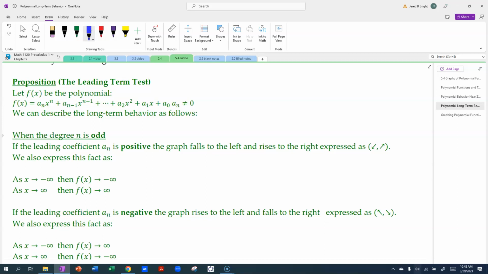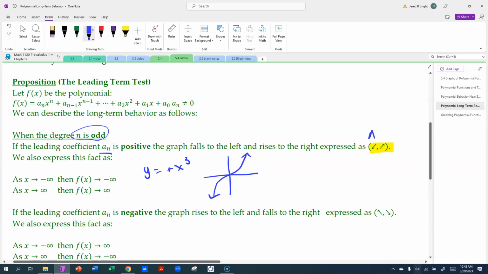The first case is when the degree n is odd, and when a_n is positive. So let's think about, so n is odd. Let's say that y equals x cubed, and we're saying that this is positive x cubed. The mental picture that we should have, we know the graph of a cubic looks something like this. And so in this case, it falls to the left and rises to the right. So this notation here we haven't seen before. This I'm going to call arrow notation.